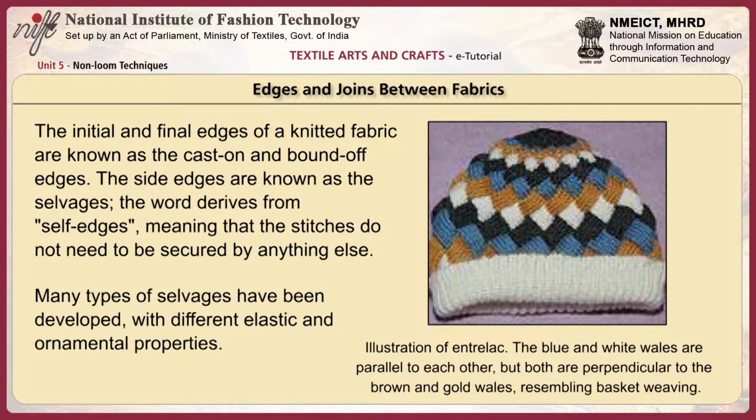The initial and final edges of a knitted fabric are known as the cast-on and bound-off edges. The side edges are known as the selvages. The word derives from the self edges, meaning that the stitches do not need to be secured by anything else. Many types of selvages have been developed with different elastic and ornamental properties.